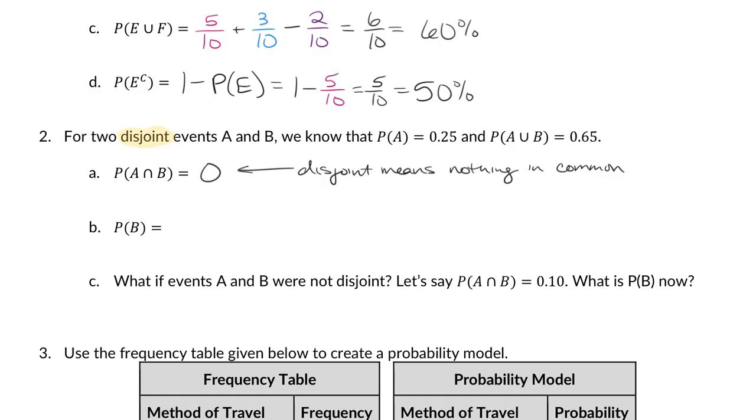Disjoint means nothing that is in common. Second question wants me to find the probability of B. The only information I'm given is information about the probability of A and information about the probability of their union of A or B. So I have to think to myself, how can I relate all of these things together? And it comes from the formula that's on the back page here from our addition rule that says the probability of A plus the probability of B minus the probability of the intersection should be equal to the probability of the union.